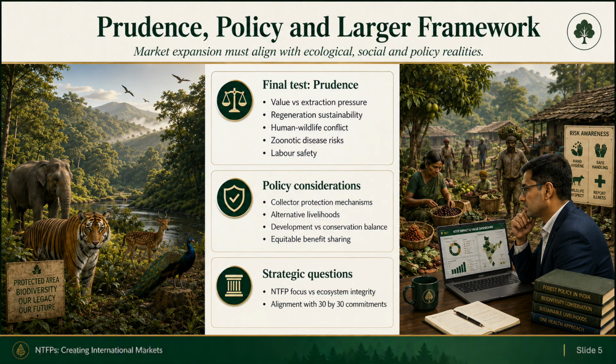There are also strategic questions. We are in the era of the sixth mass extinction. India has committed to the 30 by 30 target. Should we prioritize commercially valuable NTFPs? Or should we prioritize ecosystem integrity through keystone and umbrella species? These are complex questions, but they are essential. Because creating international markets for NTFPs is not only an economic decision. It is also a conservation decision, a social decision, and a long-term policy decision.